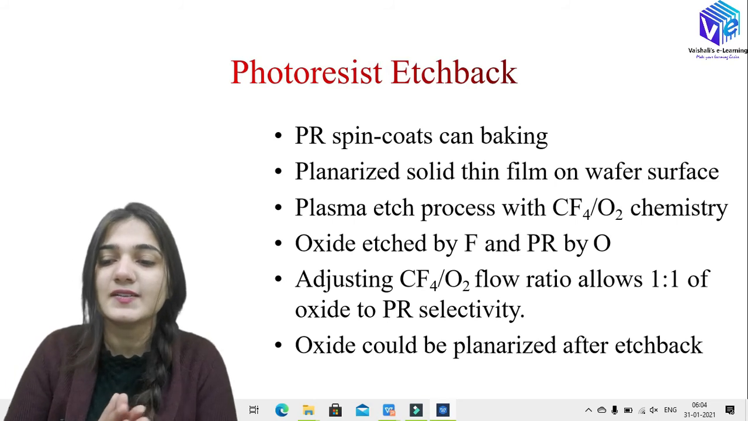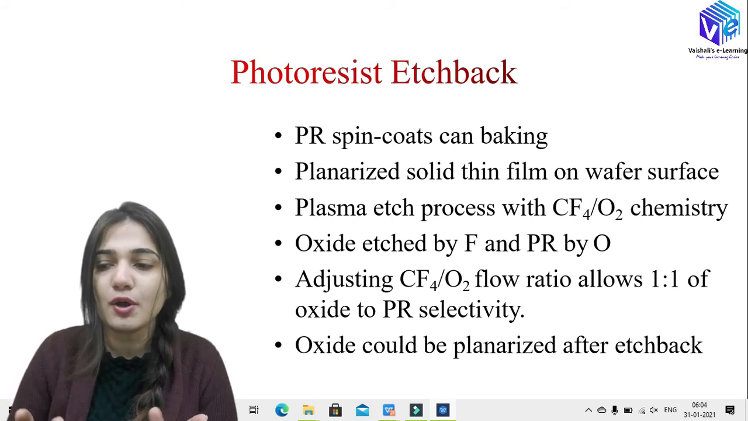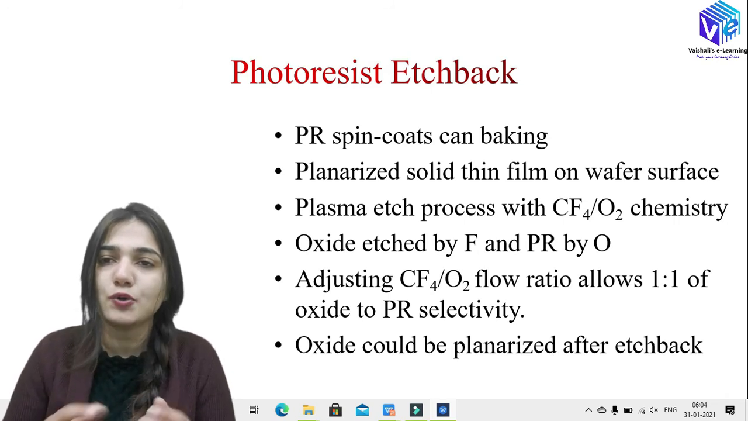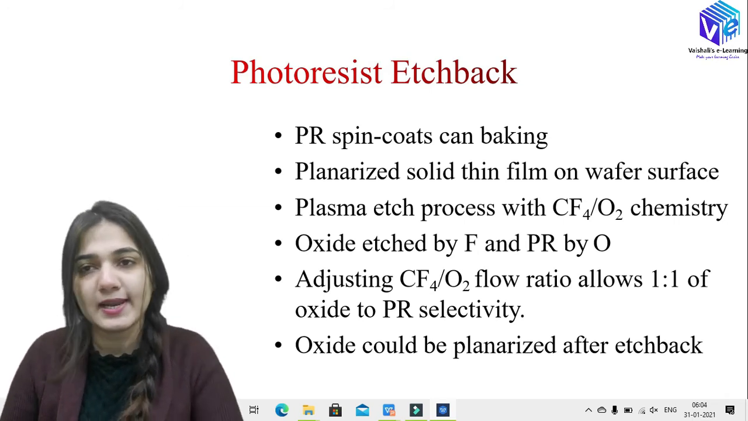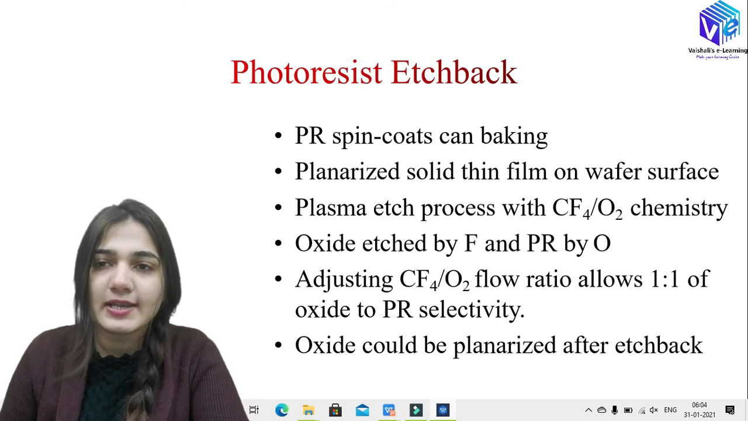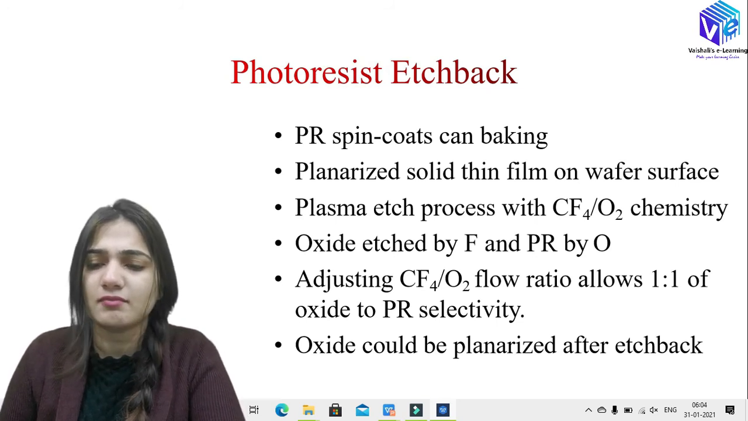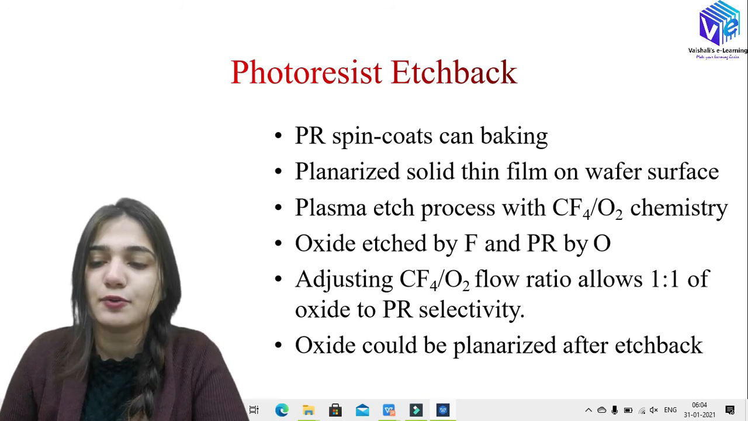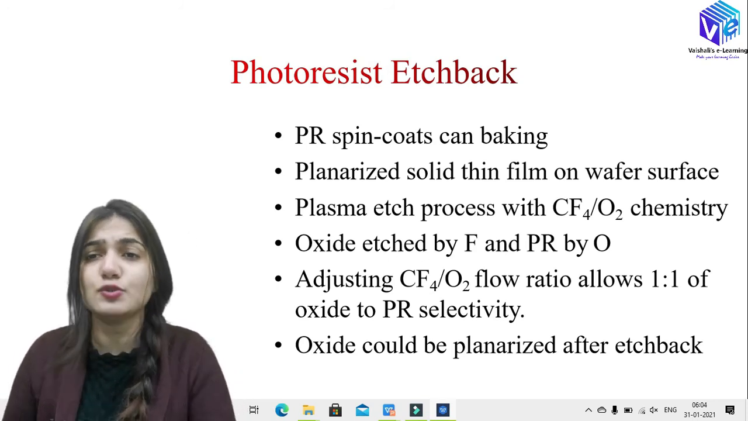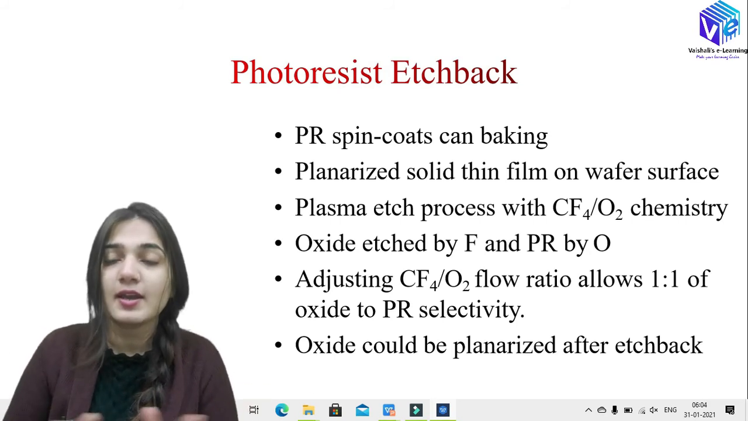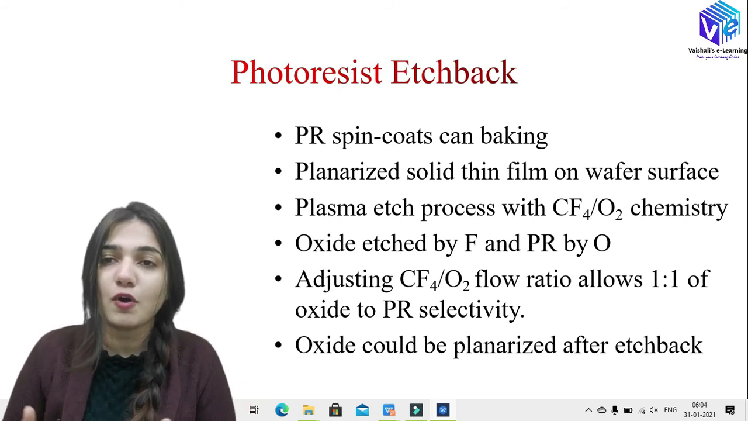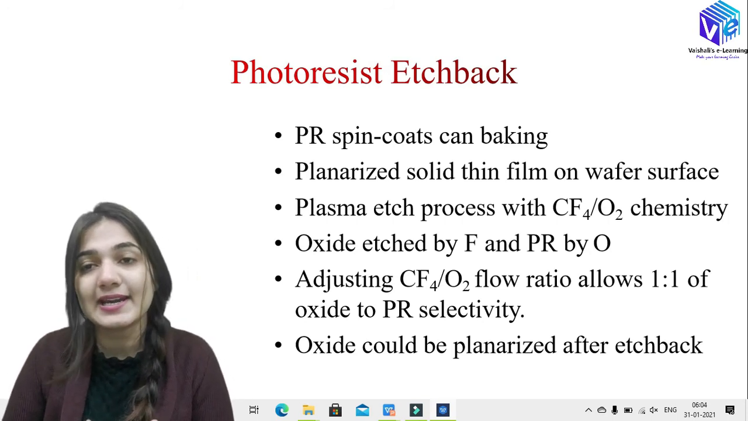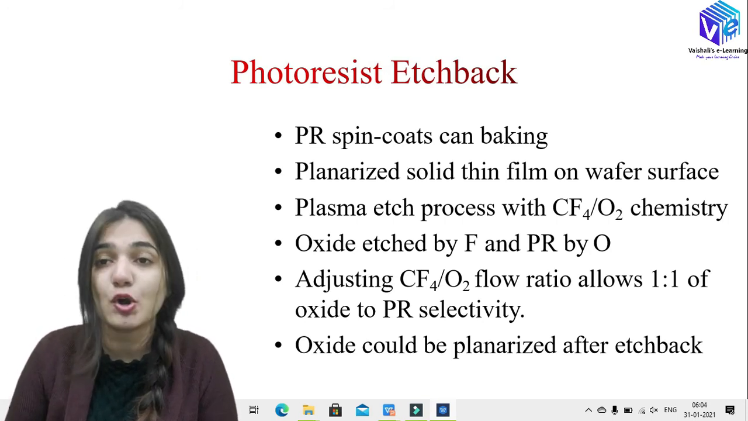So we can adjust the CF4 and O2 flow ratio, and we can allow the 1:1 ratio to remove or etch out the photoresist as well as oxide. We can change this ratio, and we can change the etching rate also, right? So oxide could be planarized after the etchbacks. Sometimes we require 2 to 3 process steps for this removal, so the complete cycle is repeated a second time for this complete process.